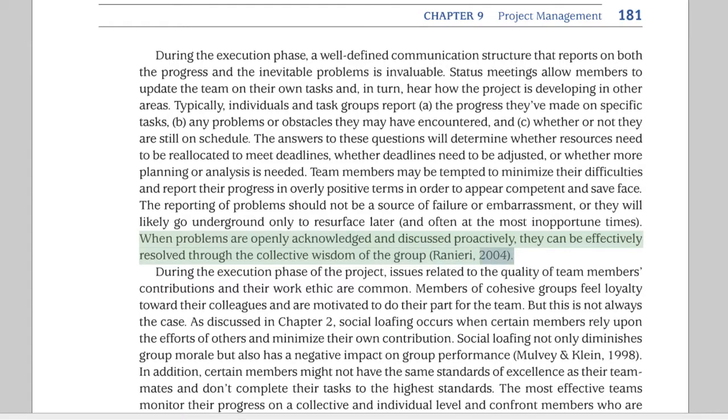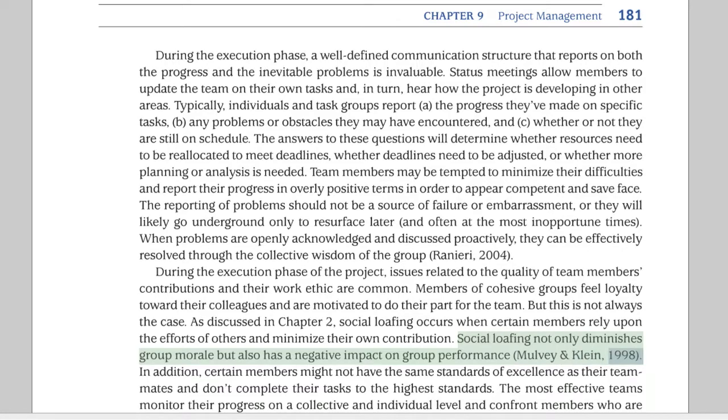During the execution phase of the project, issues related to the quality of team members' contributions and their work ethic are common. Members of cohesive groups feel loyalty toward their colleagues and are motivated to do their part for the team. But this is not always the case. As discussed in Chapter 2, social loafing occurs when certain members rely upon the efforts of others and minimize their own contribution. Social loafing not only diminishes group morale but also has a negative impact on group performance.